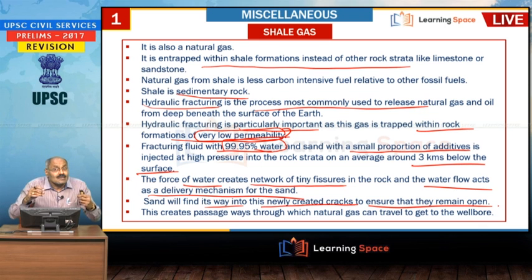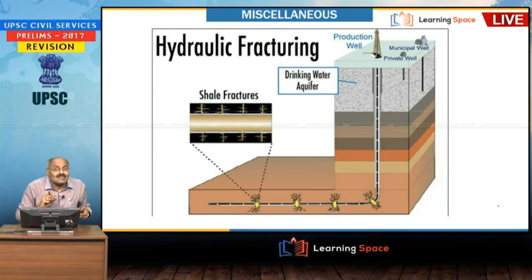So in a nutshell, the rocks are of low permeability. That's why fissures have to be created. These fissures are created with forceful injection of a water, sand and additives mix. Then sand will intrude into the cracks developed so that they remain open for the flow of gas into the well. So this is the mechanism of shale gas, right?